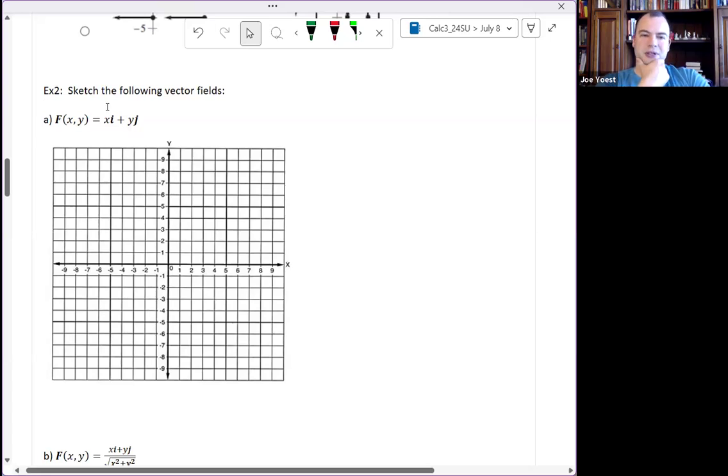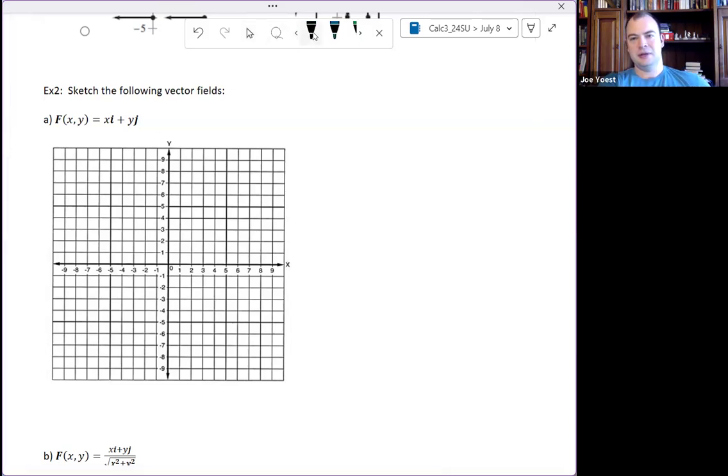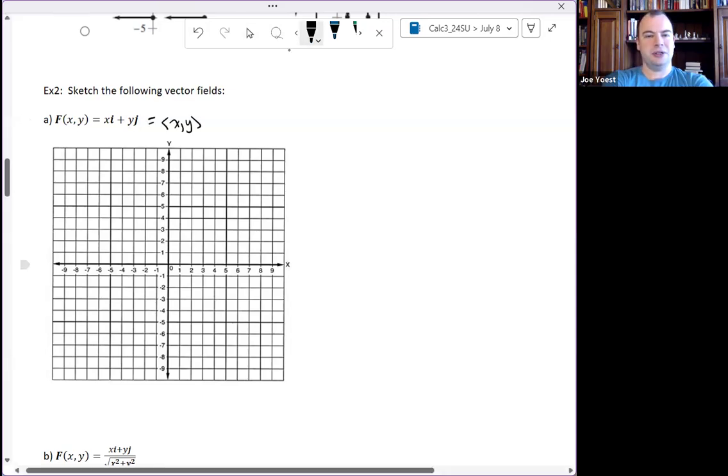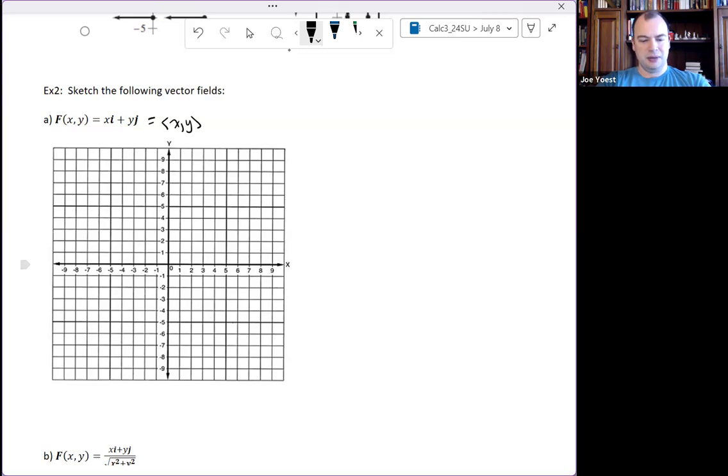Okay, so now let's try to sketch the following vector field. F of x, y equals x i plus y j, or F is the vector with first component x and second component y. So maybe take a minute or so and try to plot maybe 5 or 6 different vectors at some different points on the plane to get an idea of what you think this looks like. Take about 60 seconds, and then we'll come back and go through the answer here.